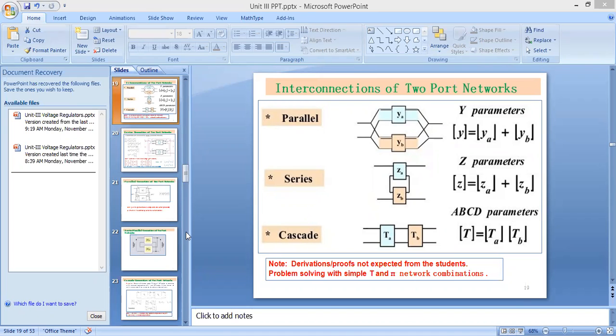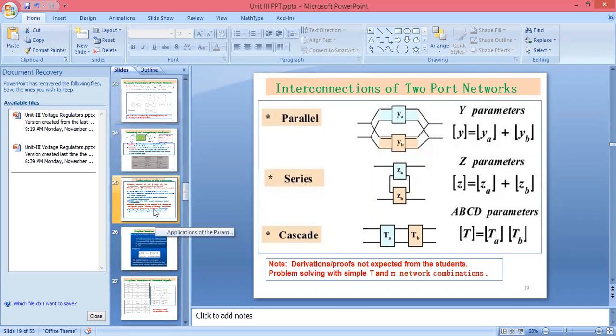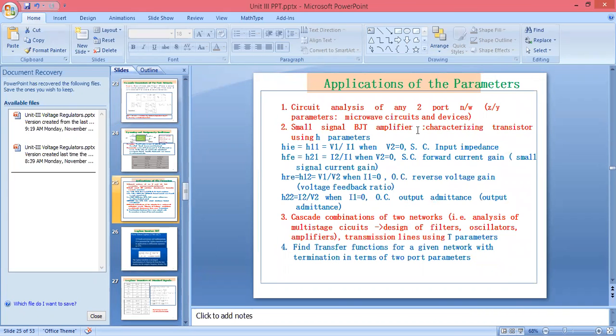So now our next unit is, firstly, we will see some applications of these parameters. Parameters means what? Here we are using hybrid parameters. Then we are using the impedance parameter, which we call Z. The admittance parameter, which we call the Y parameter. Then we can use the ABCD parameter, which we call transmission. Or we can use inverse transmission or inverse hybrid.